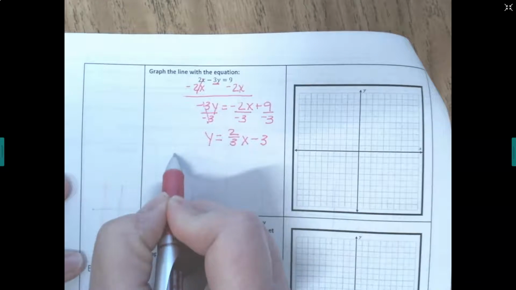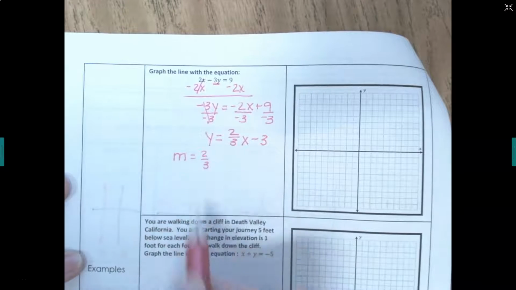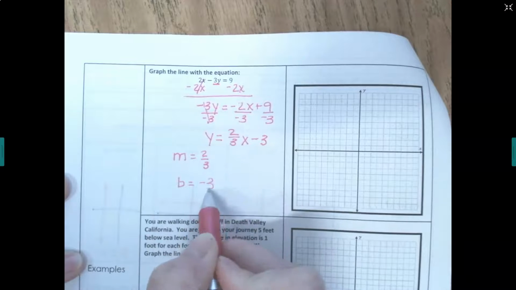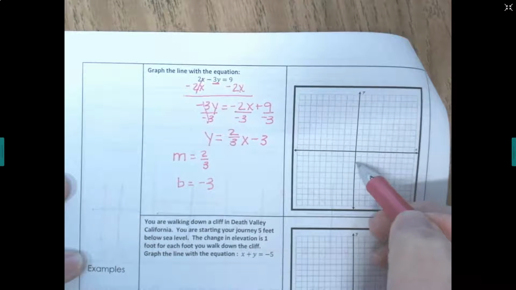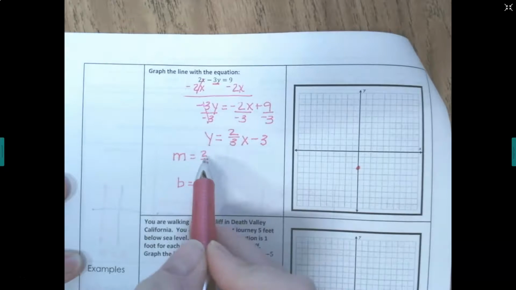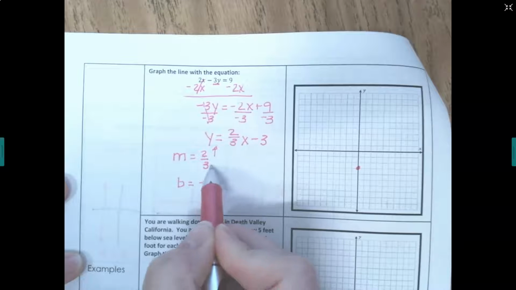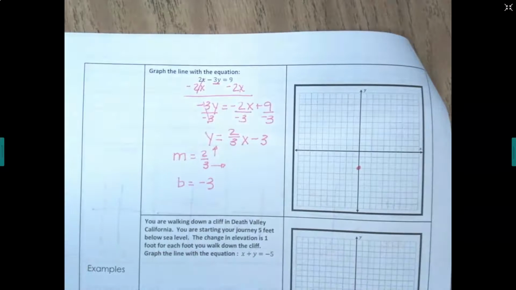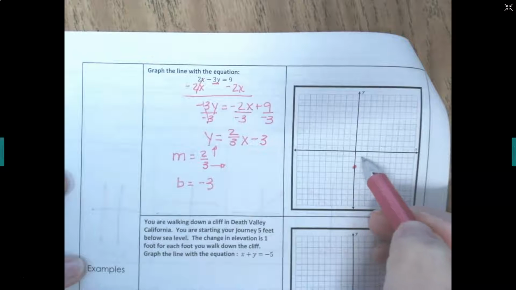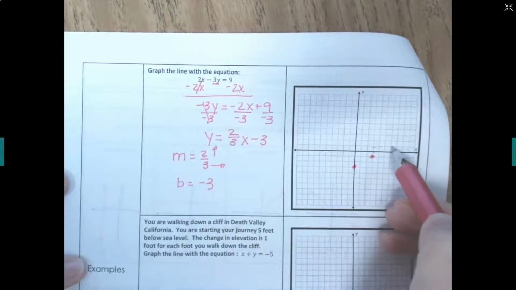Okay, my slope here is 2 divided by 3, and my y-intercept is negative 3. So we're going to start at where y is negative 3, right here. And our slope, that's a positive 2 for the y value, so that means it's going to go up 2. That's a positive 3 for the x, so positive x's go right. So from this point, we're going to go up 2, right 1, 2, 3. And drop another point. Up 2, right 1, 2, 3.